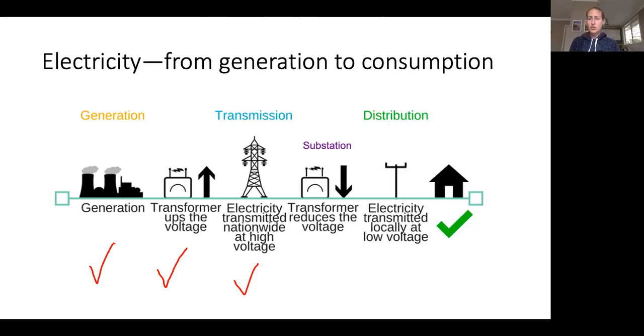Once we get to a regional area, this might be a particular suburb or a particular town, we have a substation that we use to transform the voltage down again. That's a step-down transformer. Then we use what we call distribution grids to distribute that energy locally. That has higher losses, but because we're only distributing the energy across relatively small distances, the total effect is not as severe. And then it gets to our home.